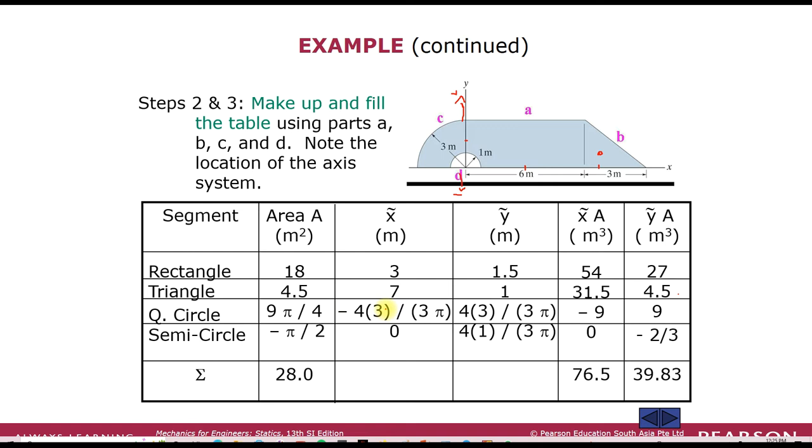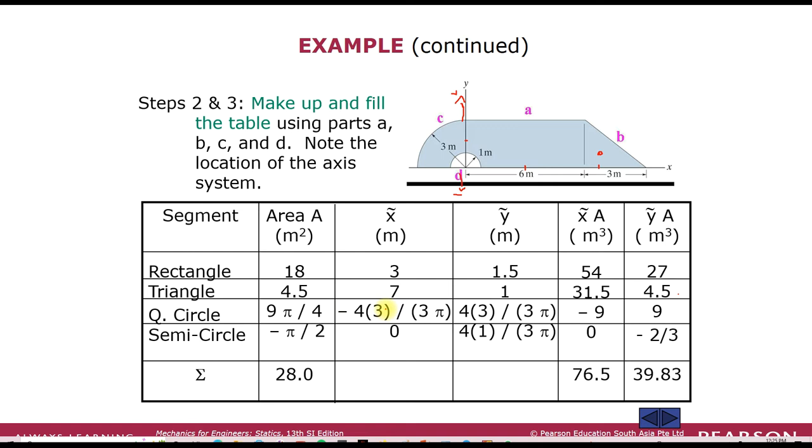Afterwards, we use all the tables and the data to get the value for the area. This total area here is equal to 28 square meter, and the summation of x times the area is 76.5, and the summation of y times A is 39.83. So the center will be somewhere here. We just divide the summation of x A over the summation of area: 76.5 cubic meter divided by 28 square meter.